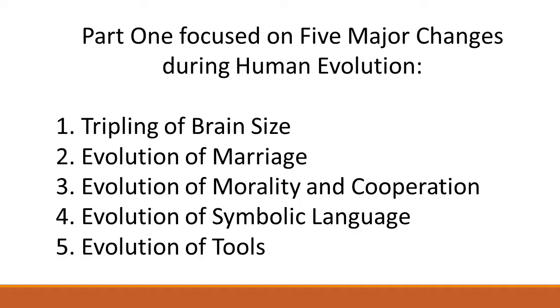Part 1 from July 29th had focused on 5 major changes during human evolution: the tripling of brain size, evolution of marriage, evolution of morality and cooperation, evolution of symbolic language, and evolution of tools.